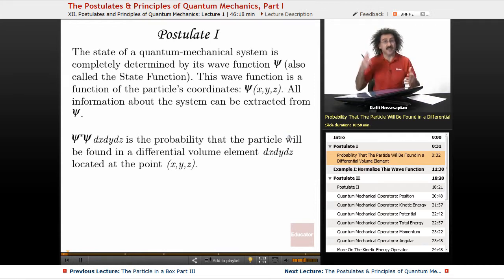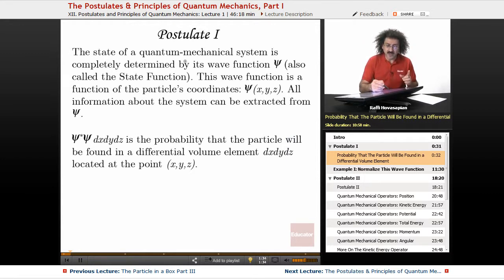We lay these out as a bunch of axioms, just like when you study geometry. There was the axiom of parallel lines. There was the axiom that the shortest distance between two points is a straight line. These are certain things that we need in order to develop the rest of the theory. So these are going to be the postulates of quantum mechanics. Okay, so postulate number one.